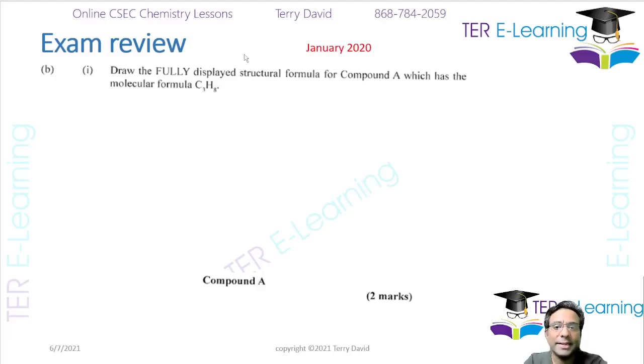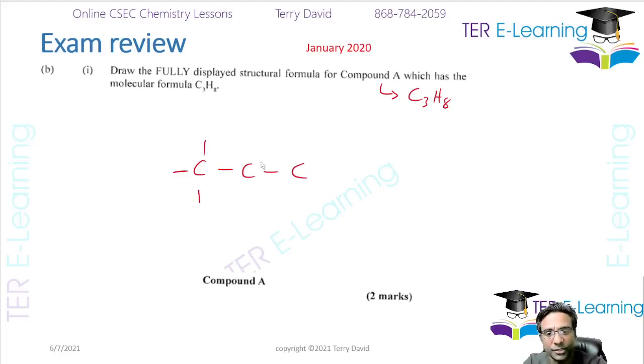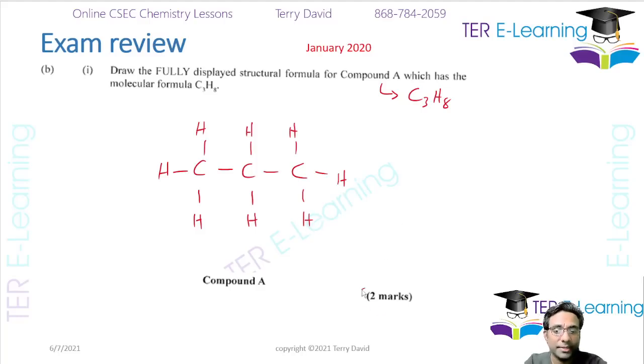Any 3 they want. Now the next part, they want you to draw the fully displayed structural formula of compound A. If you're not seeing it properly here, it is C3H8. Now that's an alkane. So it's an easy 2 marks here. You're going to draw 3 carbon atoms, and you need to put 8 hydrogen around it. So this is it here for 2 marks. That's taking you less than a minute to draw. So this is my compound. Draw the fully displayed formula. Easy 2 marks.